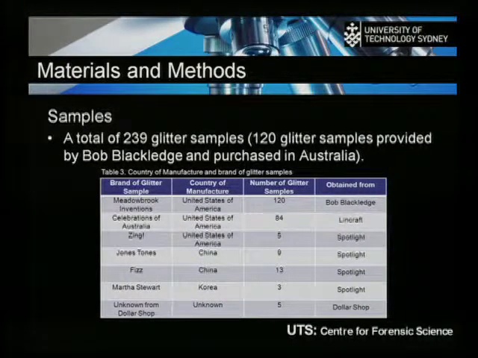So the samples, we had a total of 239 glitter samples. Almost half of those were provided by Bob Blackledge, and the rest was purchased in Australia. So we've got the list here of the different types of glitter, where they've been purchased. And if you can't read it, I'm sure you can download the presentation later.